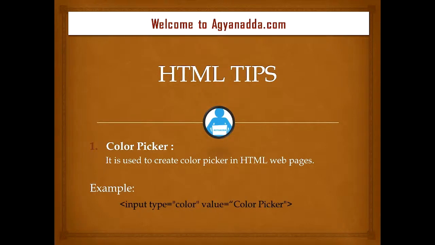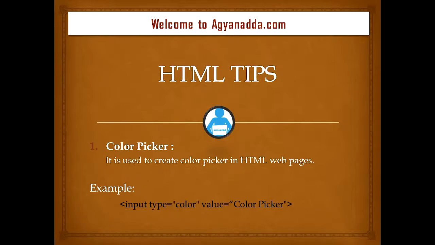It is used to create a color picker in HTML web pages. So how can we implement it? I have written an example. You can see there input type color. Then it will work. I will write an example later, so first I will discuss all the topics.